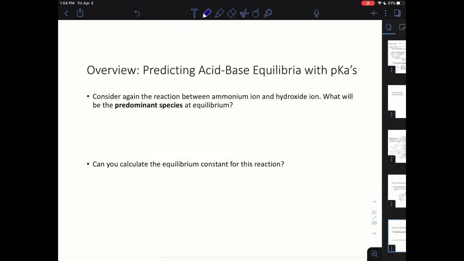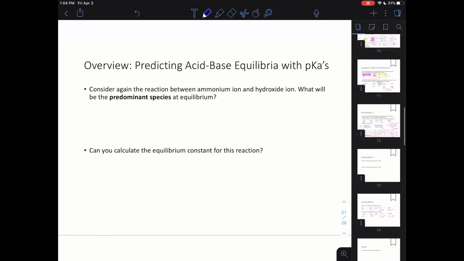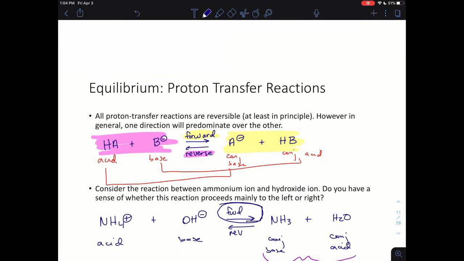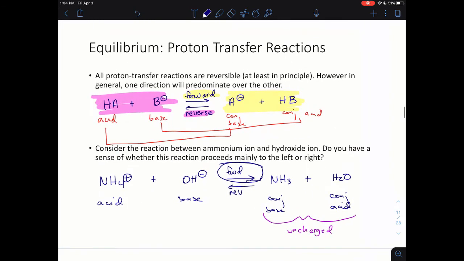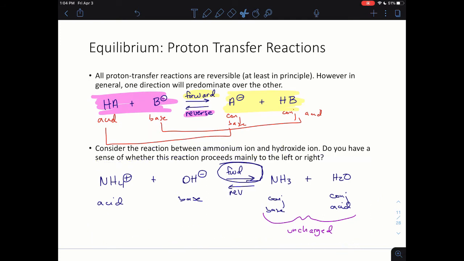So let's revisit this problem that we were discussing quite a while ago. We looked at this reaction between ammonium and hydroxide, and I asked you whether this reaction would proceed to the left or to the right. So which side of the equilibrium would be favored? I'm guessing you would tell me that the forward direction would be favored and that the products would be observed at equilibrium because they're uncharged.